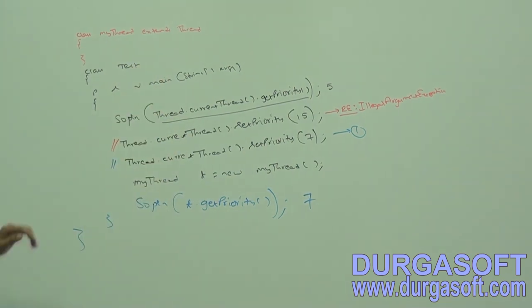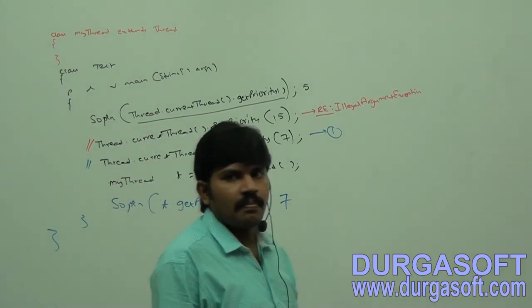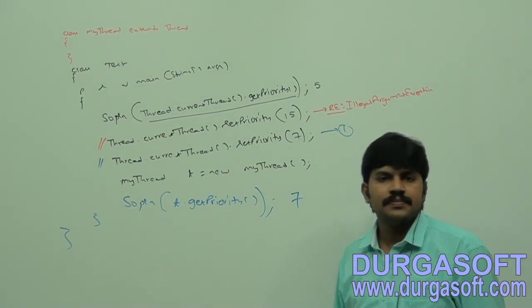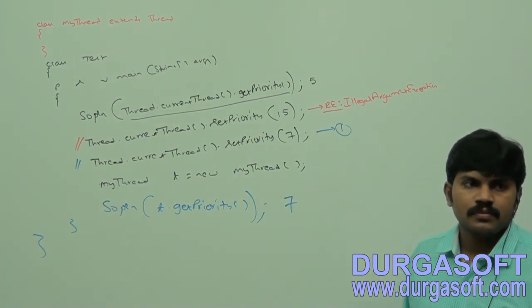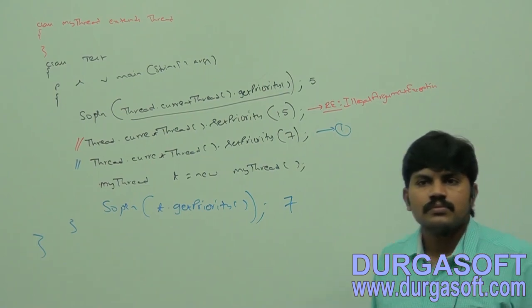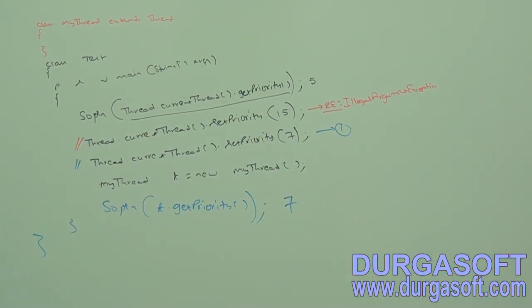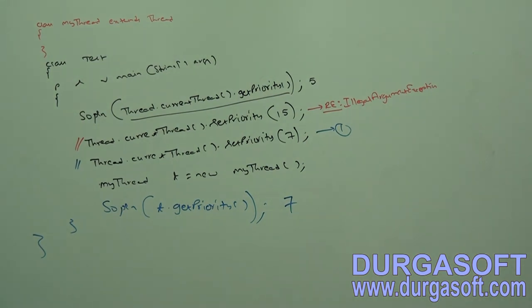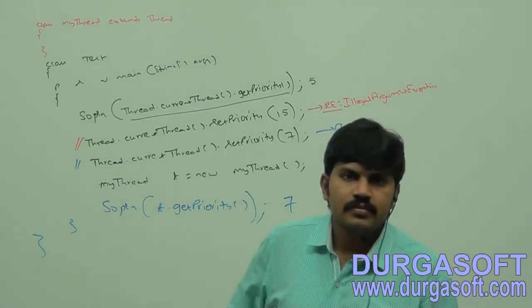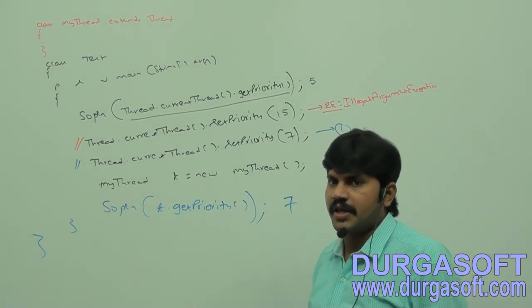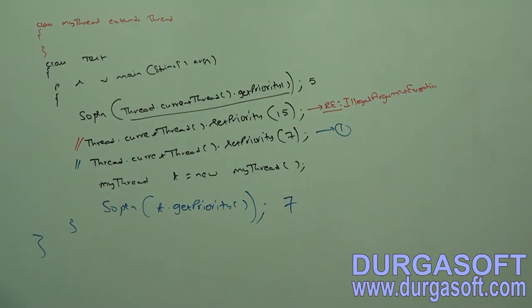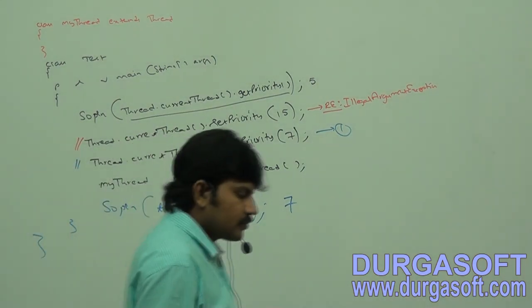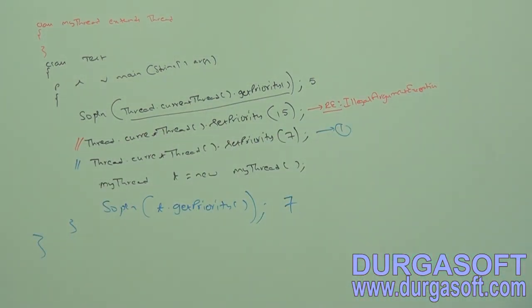Take this example, take it clearly. Class my thread extends thread class, curly braces open and close. Class test, public static void main. SOP of Thread.currentThread().getPriority(). Take it clearly from the board only.